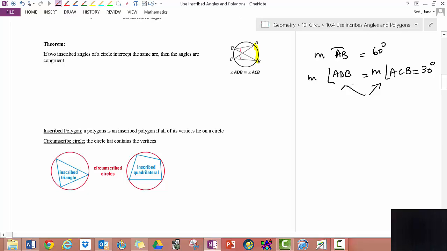Inscribed polygon. Inscribed means that the vertices of the polygon lie on the circle. So first you have a polygon with a minimum number of sides, 3, and that's a triangle. So here we go, 1, 2, 3 vertices. So you have an inscribed triangle.